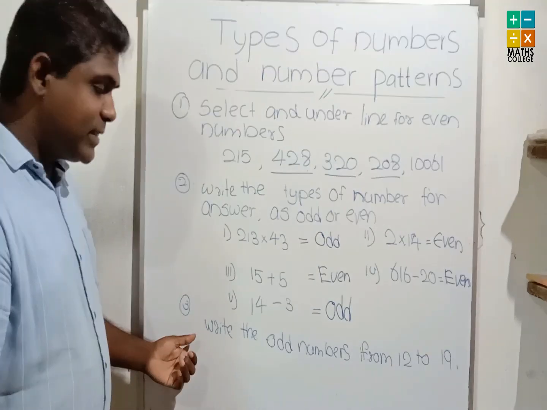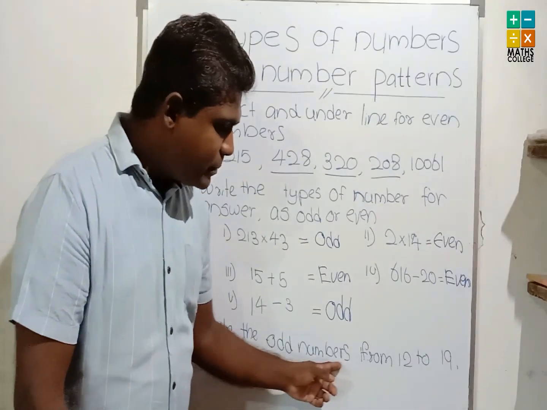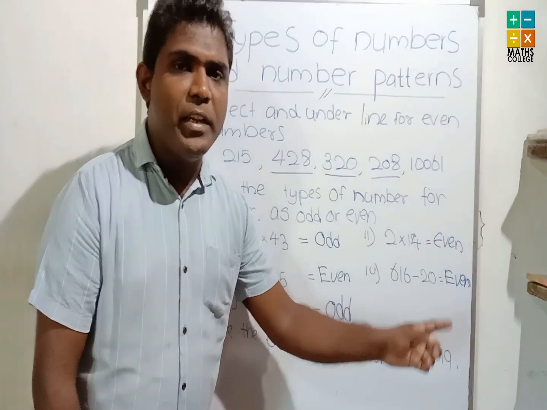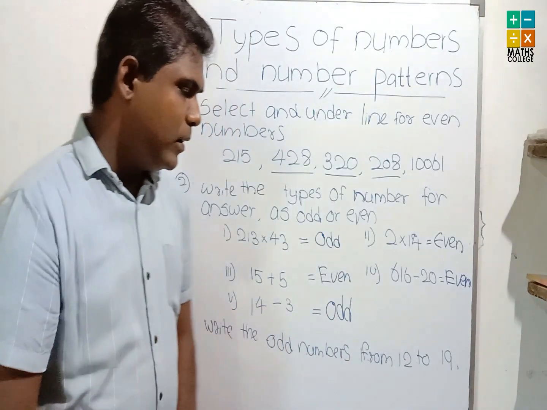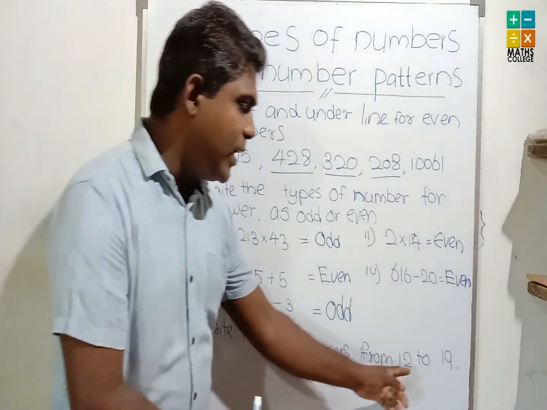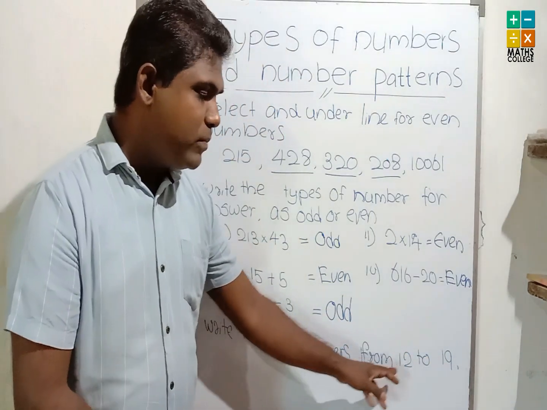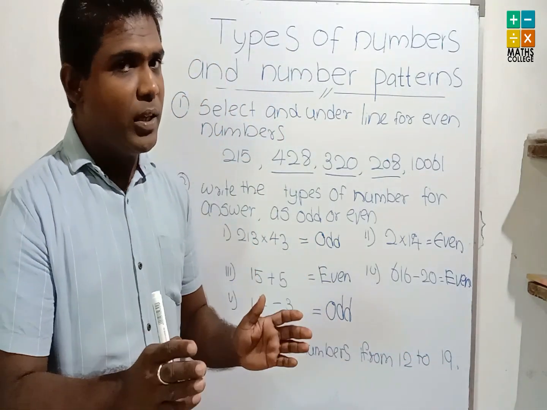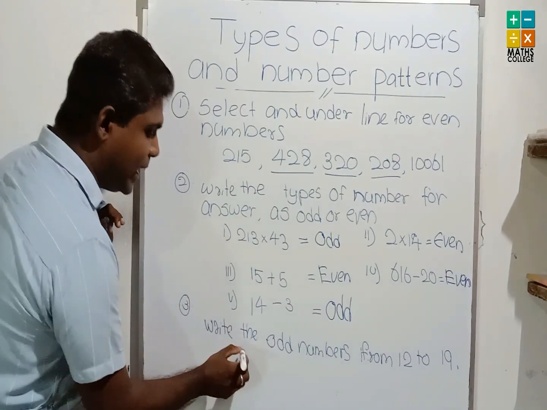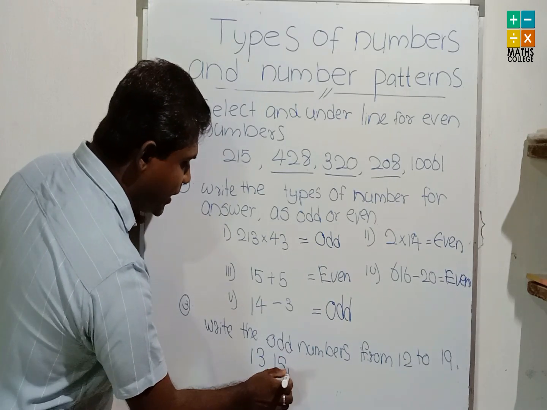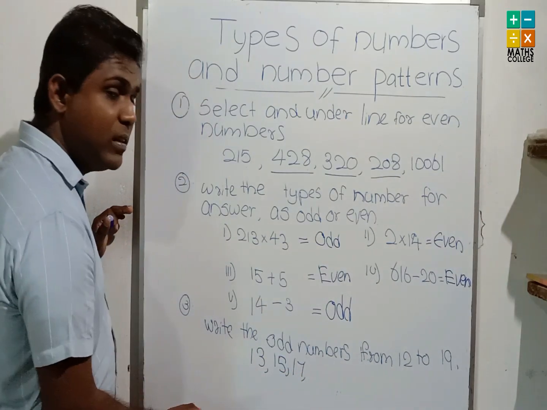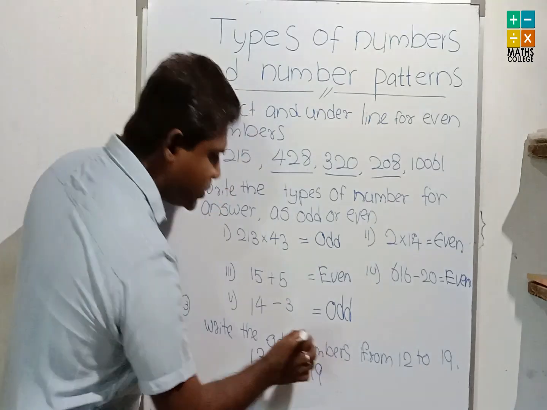Okay. Then question number 3. Write the odd numbers from 12 to 19. We have to consider 12 and 19 also, but 12 is not an odd number. Therefore, 13, 15, 17 and 19 also.